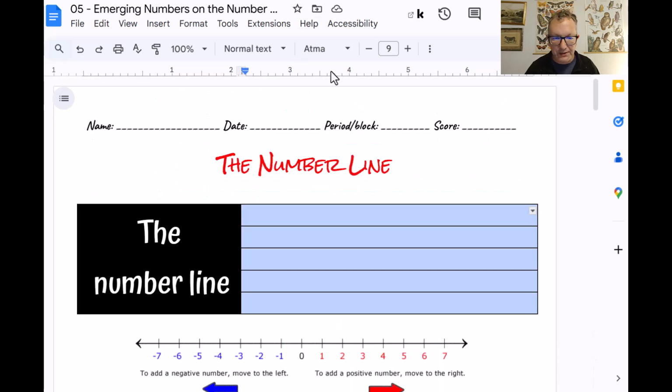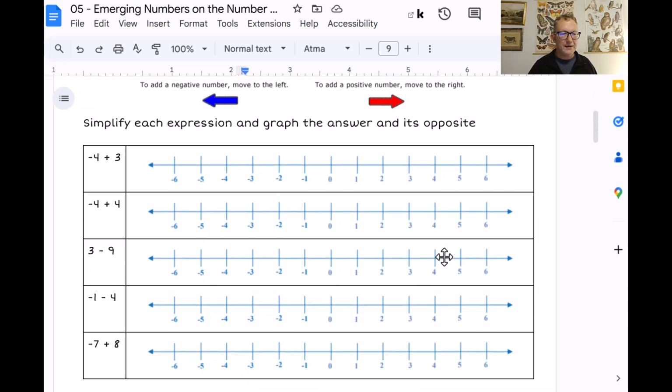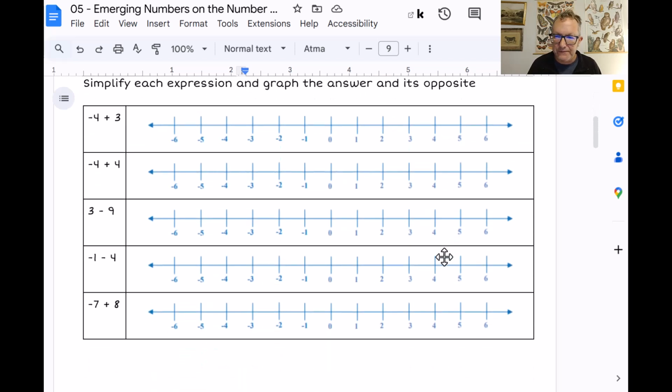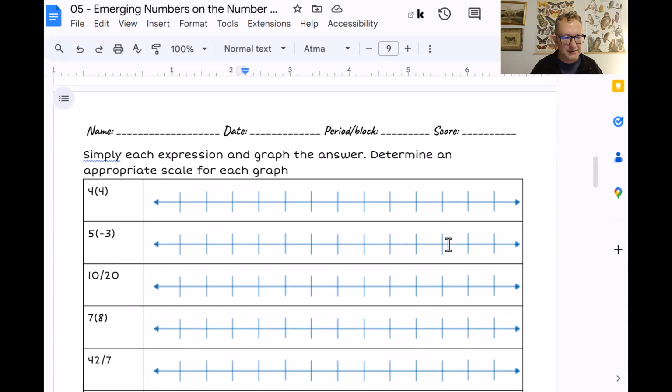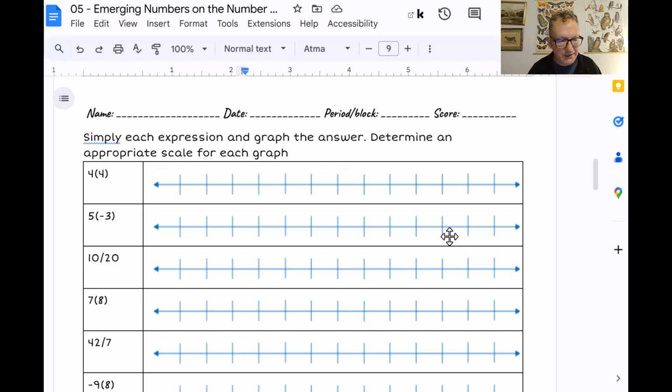Let's look at the emerging level. And the graphic organizer here, this goes with our Google slide deck. And they'll fill in what a number line is, the rules about number lines. Now the emerging, this starts off where the entry level ended. So we're going to start off here with some addition problems with negative numbers. But next, we're throwing in some multiplication and division.